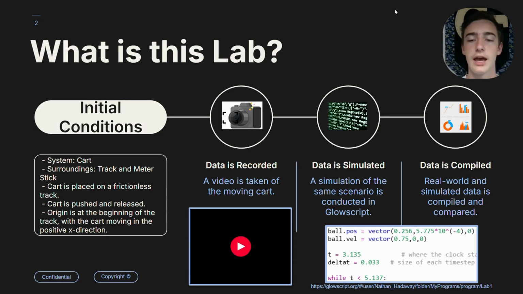We then took this and we created a simulation for this in GlowScript. As you can see, below are a couple of the most important lines of code that I have in the GlowScript algorithm. Most of these are just defining the initial conditions, as again, there's not too much that happened in the actual lab. There was no change in forces, no change in acceleration. It was just constant velocity with position changing linearly. But I'll get more into that later. Finally, what we did is we compiled the data, seeing how the real world and simulation data compared and contrasted. Also, at the bottom, you can see is the URL for my GlowScript code if you want to look deeper into that.